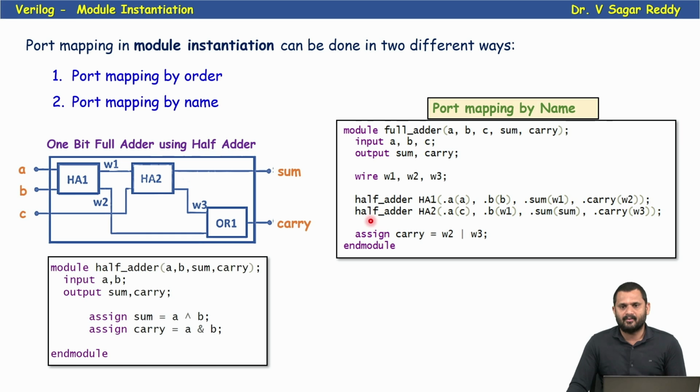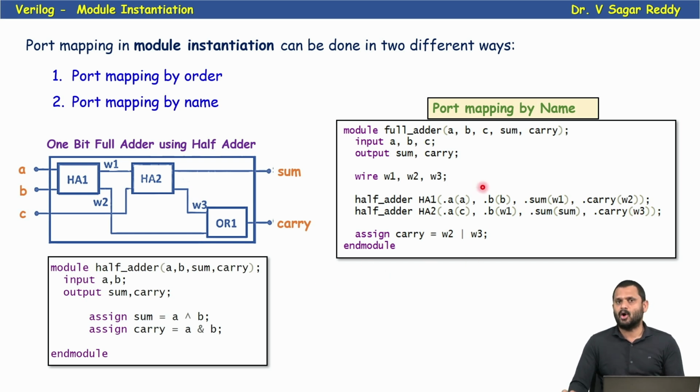Okay, now see in the half adder 2, the instance name is half adder 2. Now this a, the input of this half adder, is connected to the c of this full adder. Now w1 is connected to the b of this half adder 2. In the same way, sum is connected to sum and w3 is connected to carry. Like that we will get the output.